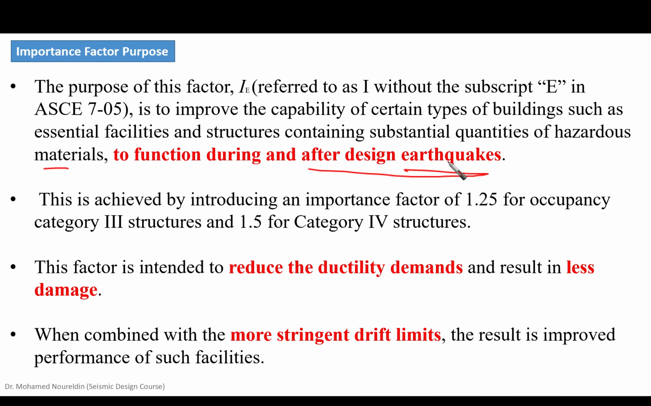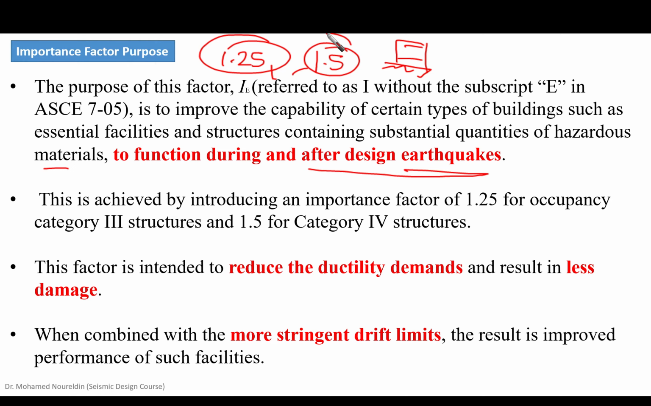As we have seen, we have 1.25 and 1.5 importance factors for risk category 3 and 4. This means that for these kinds of risk categories, we need to give more load for design of the structure itself. This means that we are going to make it behave elastically during the earthquake. That's a very important concept.